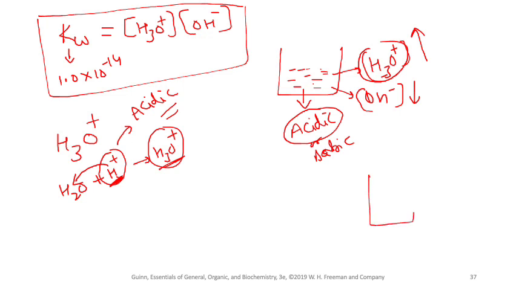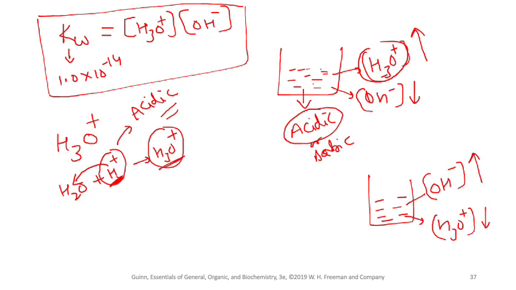So this is how you can tell, and then vice versa. Let's take one more example. In this solution, if you have a high concentration of hydroxide ion and a low concentration of hydronium ion, that means you have less of the molecule that can act as an acid compared to the molecule that can act as a base. So this means this solution is basic in nature. So this is a basic solution. So this is how you can compare.